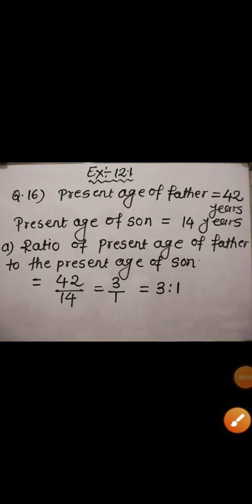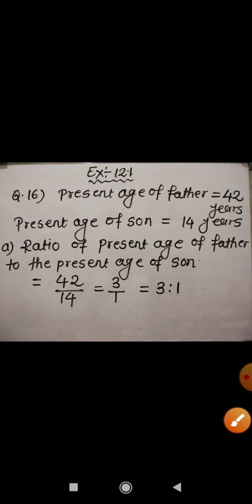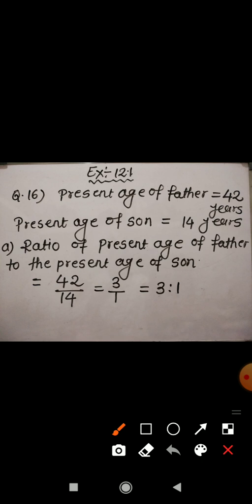Students, in this video I am going to explain question number 16 of exercise 12.1. The question is, present age of father is 42 years and that of his son is 14 years. Then find the ratio of the following. See, first we understand what we are given.